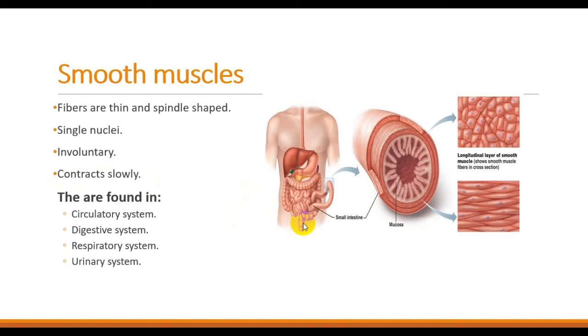It means we cannot feel their contraction, like we cannot feel that, okay, at the moment my stomach is digesting, or that my intestines are absorbing something, or my kidneys are filtering the blood. That's why they are contracting so slowly that we cannot feel it. And we can find smooth muscles in the circulatory system, digestive system, respiratory system, and urinary system.